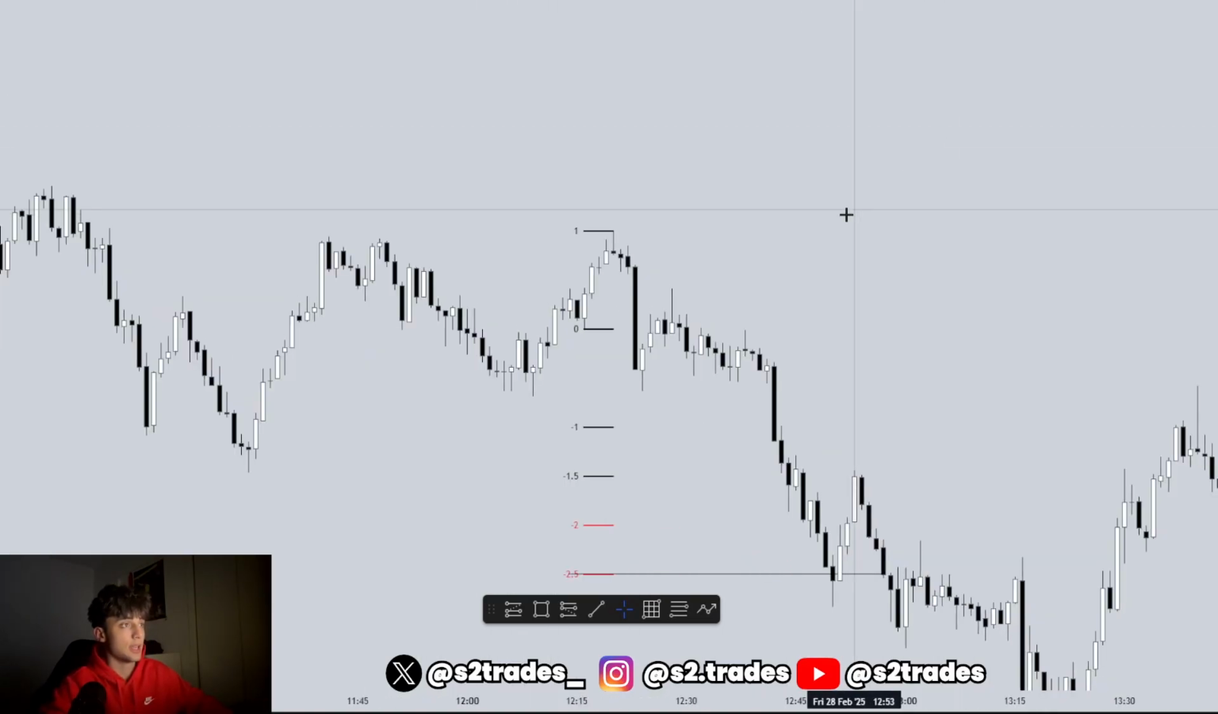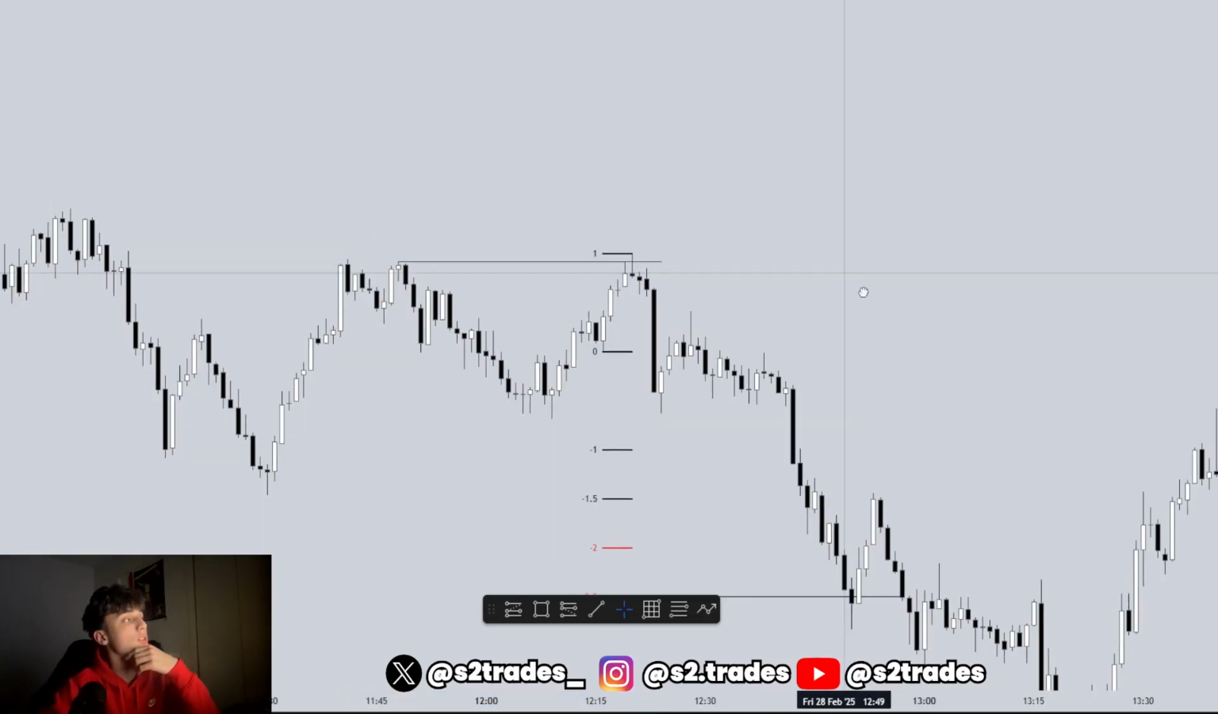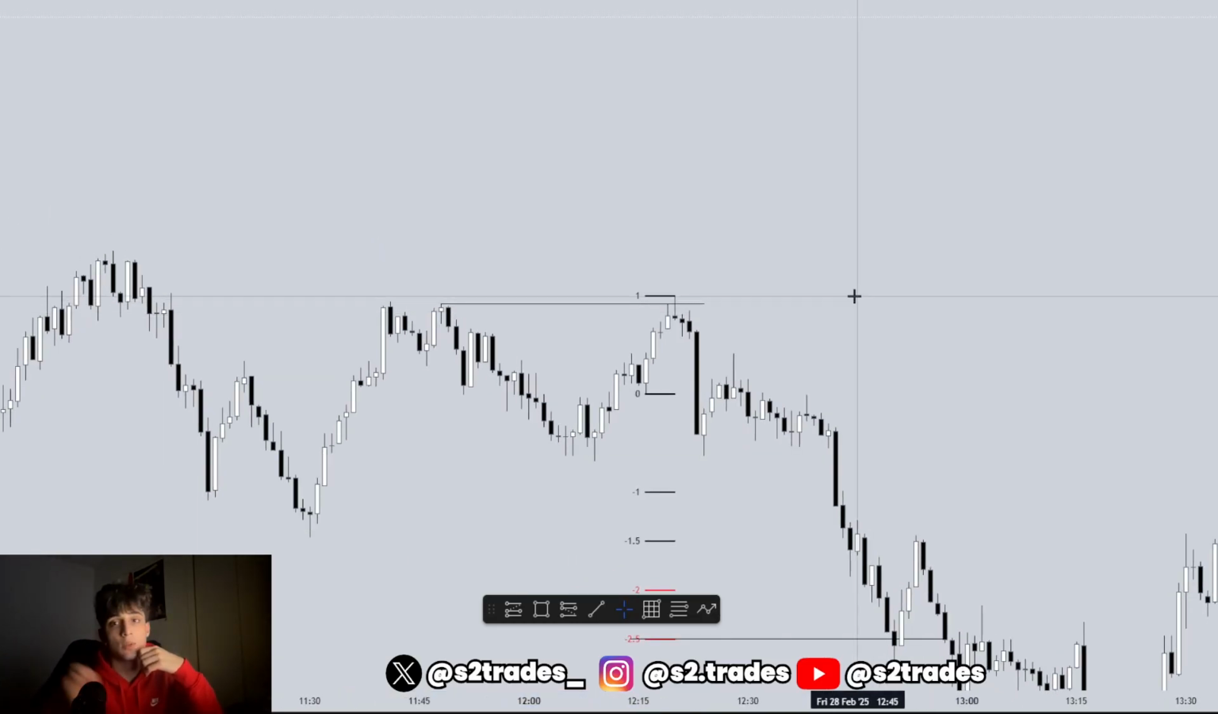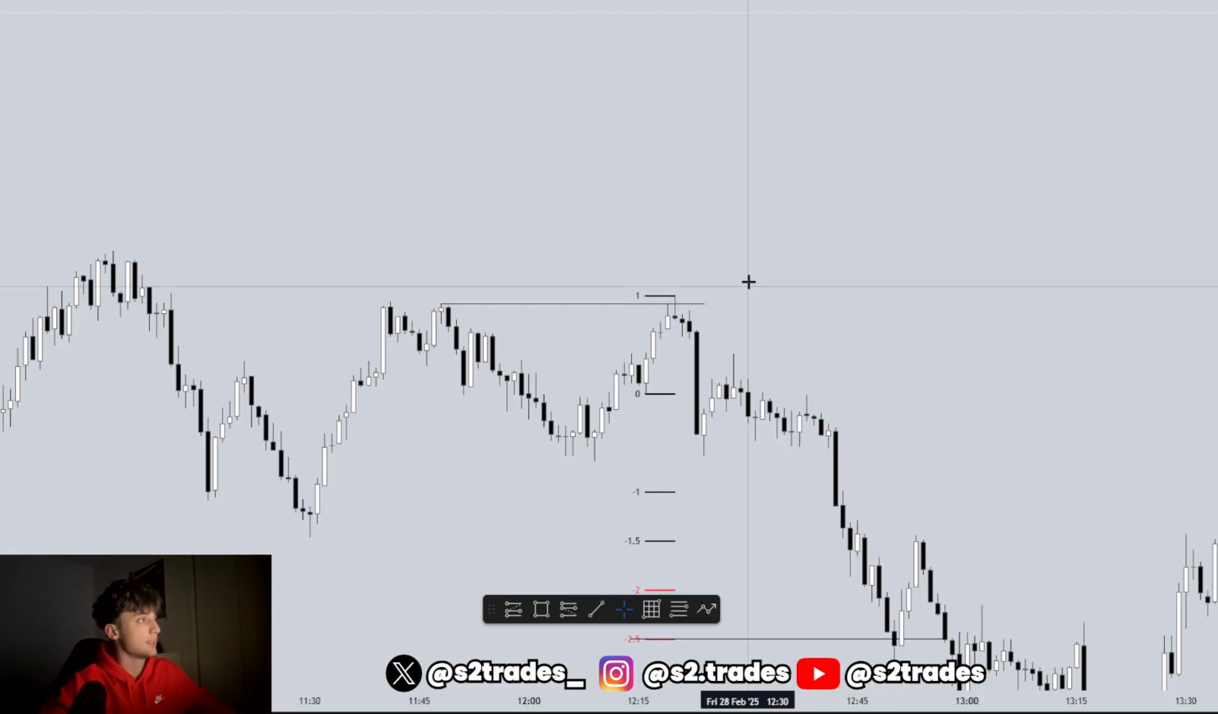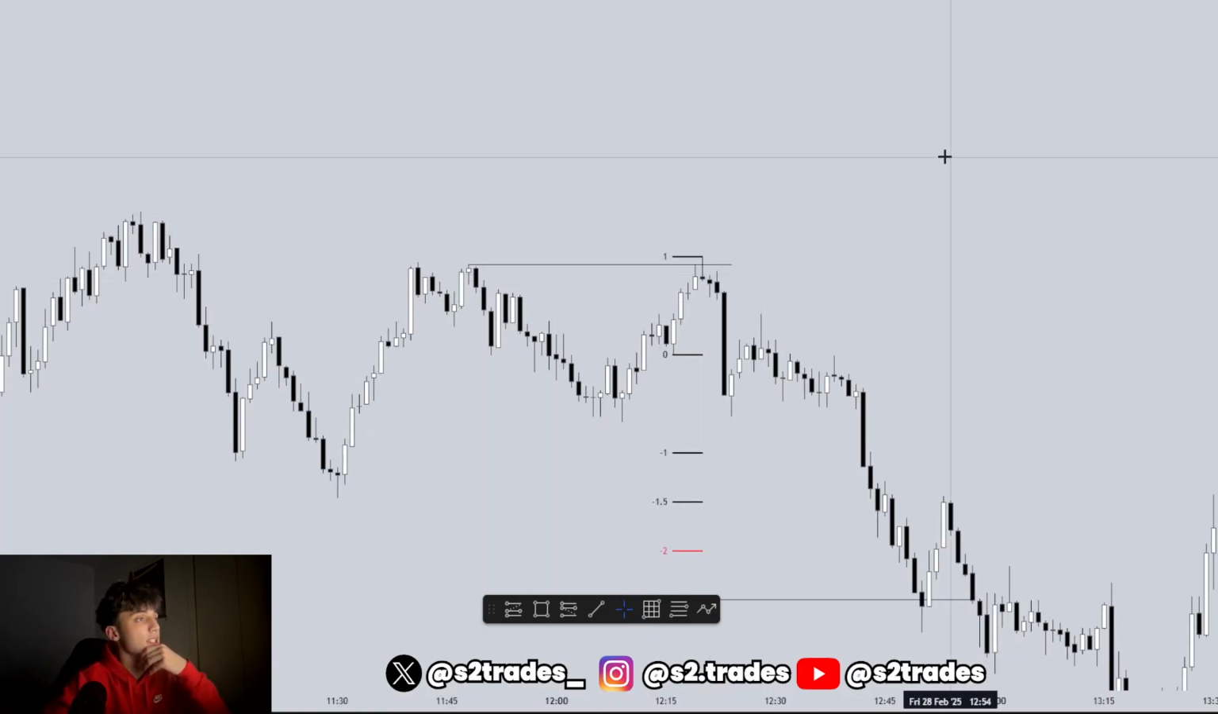Let's say you entered a short right over here. We took out these highs, and you have to look for a confluence with this, like a higher time confluence. So look, let's say we had this. There's other stuff over here, like the order block right there, that's telling us to go short.